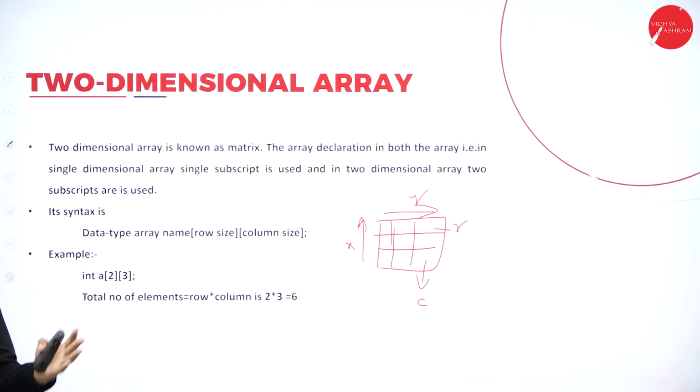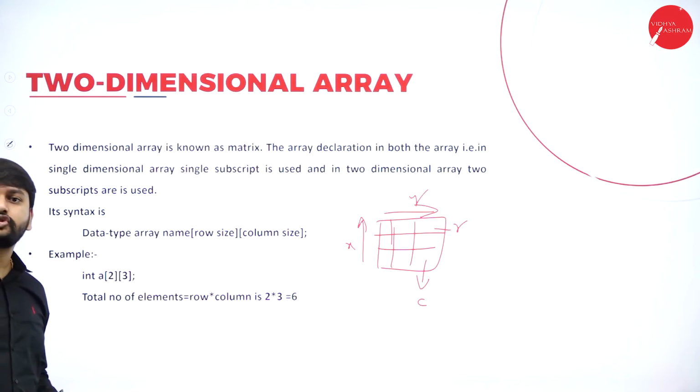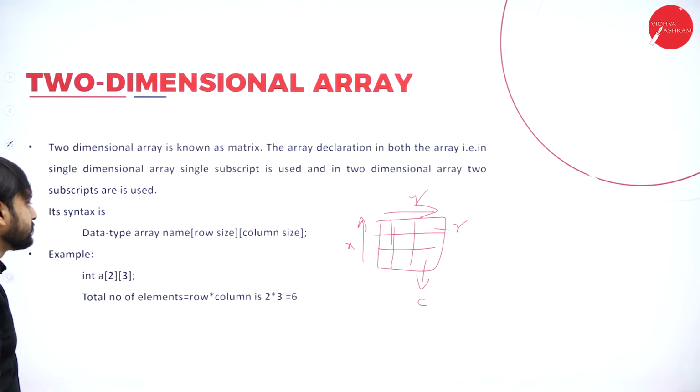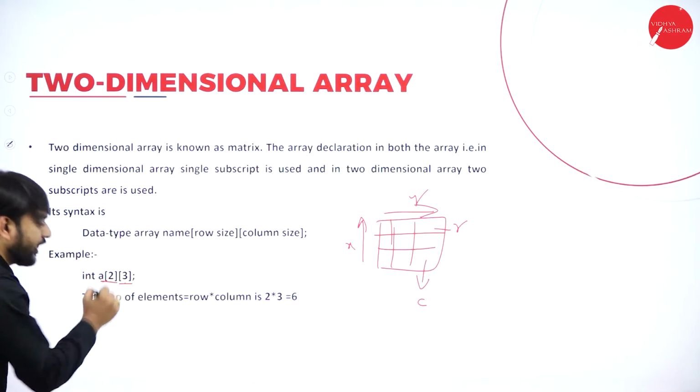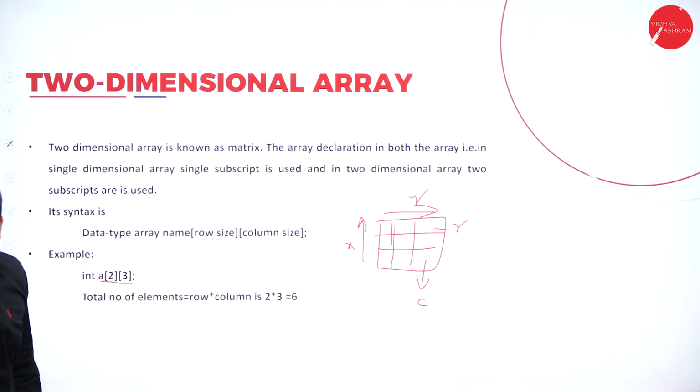Then how do I create or deal with this two-dimensional array? Let's check this. Please observe how many subscripts I had when I had one dimension. I had only one. But here, observe how many subscripts I have. I have two.